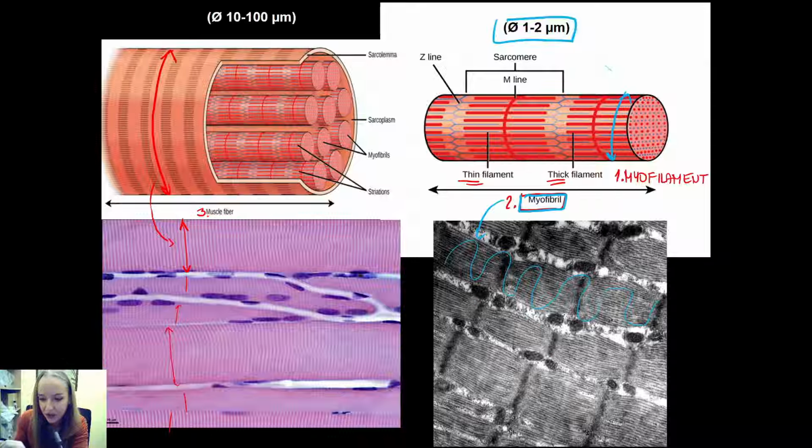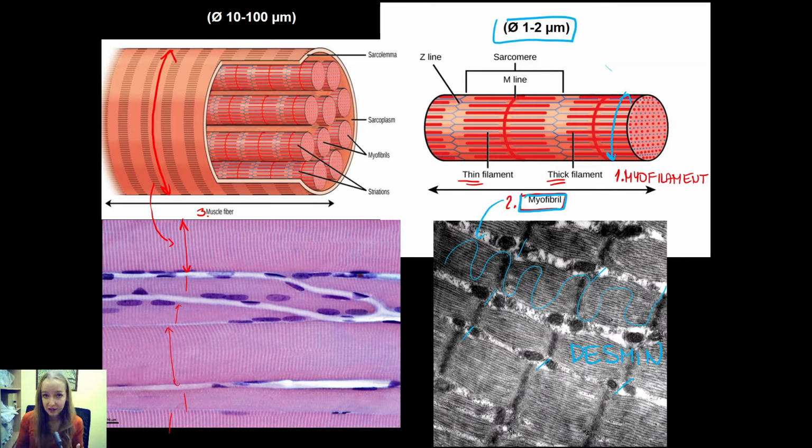You can see there are some parts that are darker, or more electron dense, I should say. Some parts are more electron dense, some parts are lighter, so they are striated. And these myofibrils are linked together, just a little bit connected, not very firmly, but they are connected together with an intermediate filament called desmin.